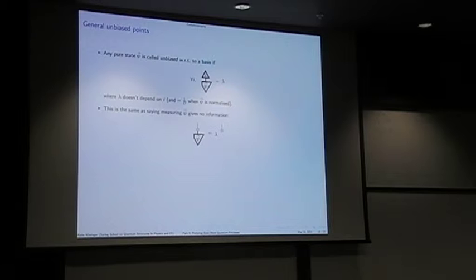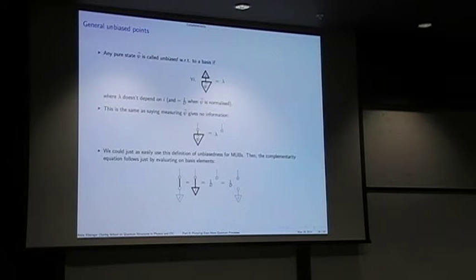That's the same thing as saying that I've got a state psi, and when I do a measurement in this gray basis, I don't get any information out of it, so I get a flat probability distribution. That's what it means, operationally, for a state to be unbiased with respect to a basis. Then, it's very quick that this is equivalent to the complementarity equation. You just roll through it in both directions.